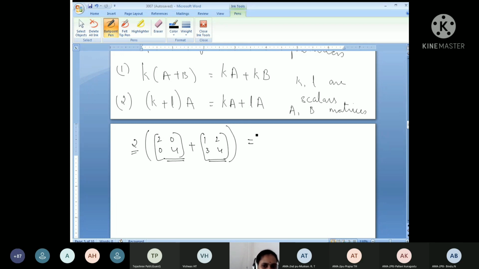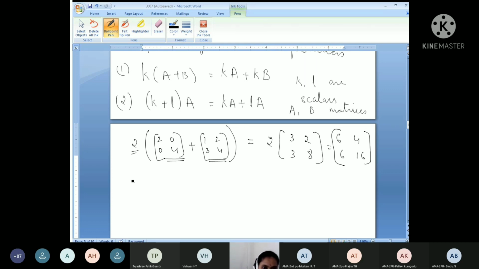How will you write the answer? You can write it in two ways. One way I am writing here. What will be the answer for this? 2 will be outside. Add these two inside the bracket. If you add, you will get 2 plus 1 is 3, 0 plus 2 is 2, 0 plus 3 is 3, 4 plus 4 is how much? 8. The answer for this is: 3 2s are 6, 2 2s are 4, 3 2s are 6, and 8 2s are 16. I have done the multiplication.